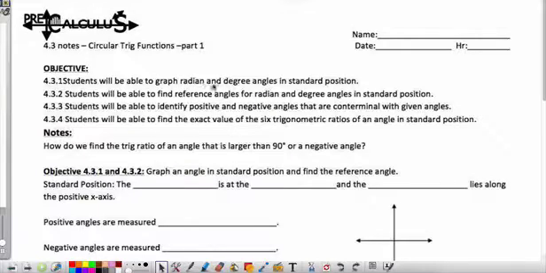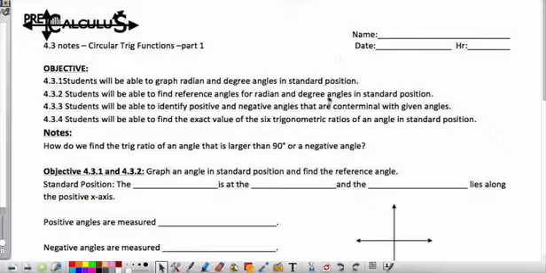Students will be able to graph radian and degree angles in standard position. Students will be able to find reference angles for radian and degree angles in standard position. Students will be able to identify positive and negative angles that are coterminal with given angles, and students will be able to find the exact value of 6 trigonometric ratios of an angle in standard position.